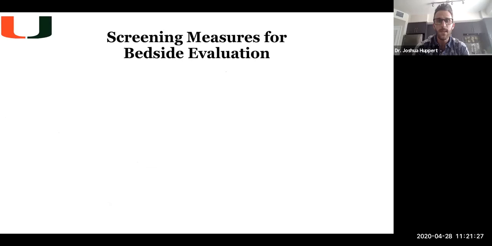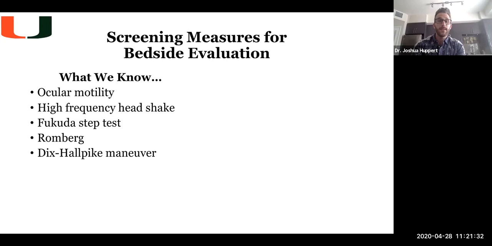So these are probably things, if you work with this population or a balance population in general, that we know. We do ocular motility testing, looking at how the eye is responding to a variety of different movements or stimuli. Looking at the high frequency head shake, so supercharging that system and seeing if there's any obvious asymmetry. Fukuda step test, where, as we know, if a patient deviates more than about 30 to 40 degrees, that is indicative of an abnormal spinal input to the side that they turn to. Romberg testing and looking at the Dix-Hallpike maneuver.